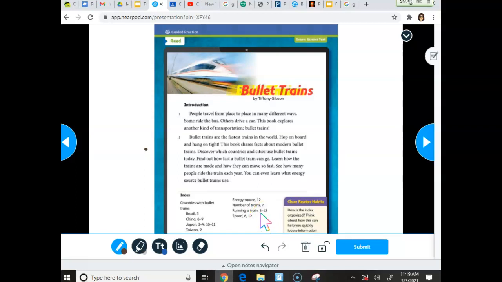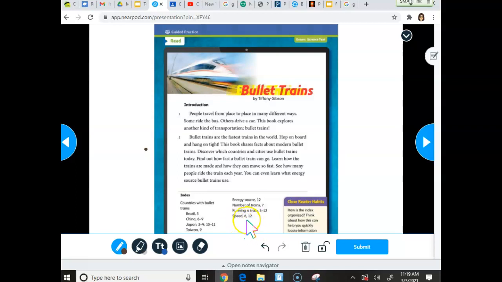All of the numbers from 3 through 12. So that's 3, 4, 5, 6, 7, 8, 9, 10, 11, and 12. It talks about running a train. So a lot of pages talk about running a train, right? But look by speed.